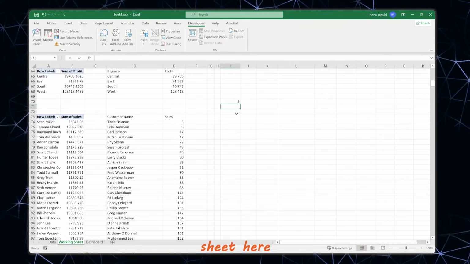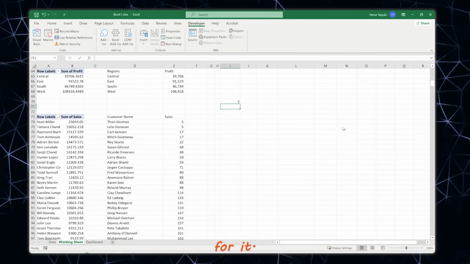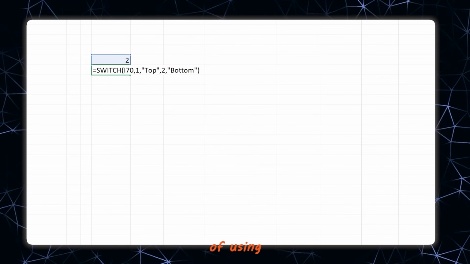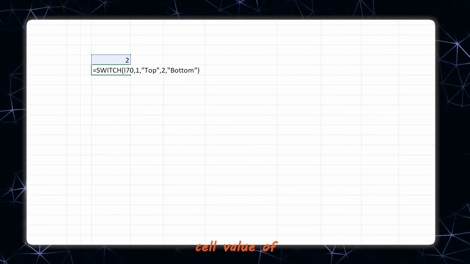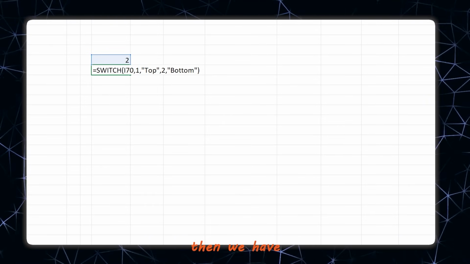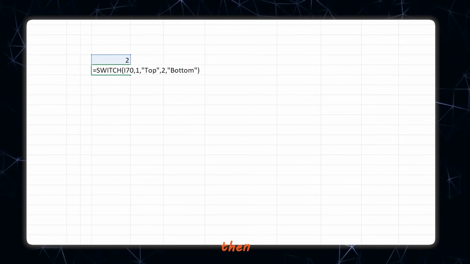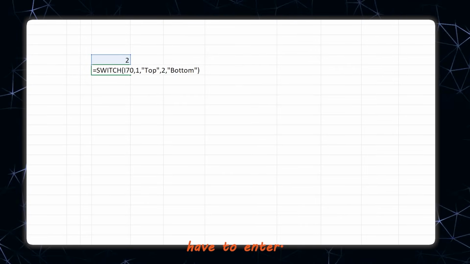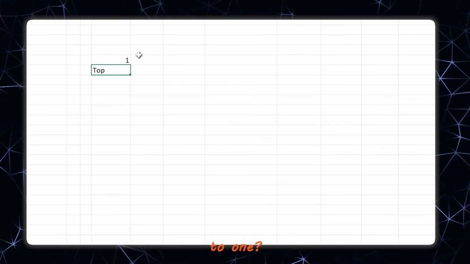Go to the working sheet. Here we will add the title. We will use the same formula for it. With the help of the same formula, which is switch, if the value of this cell is 1, then we have to get top. But if the value is 2, then we have to get bottom. Then hit the enter key. Now you can see that this is bottom. When we change the value to 1, we will get top.